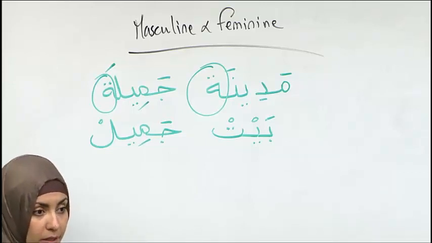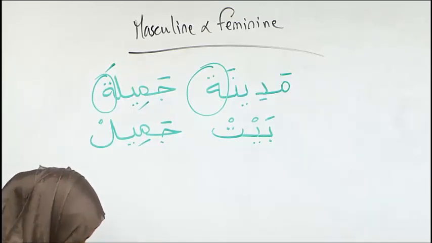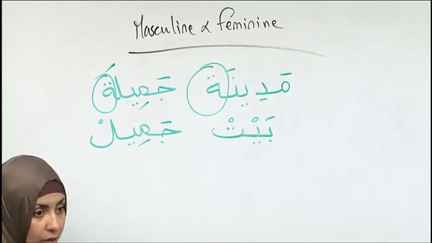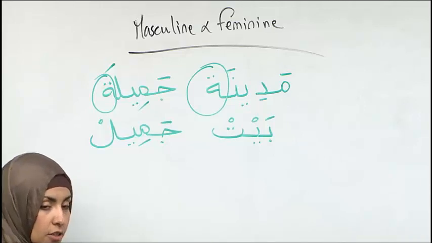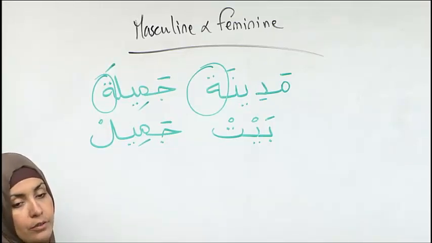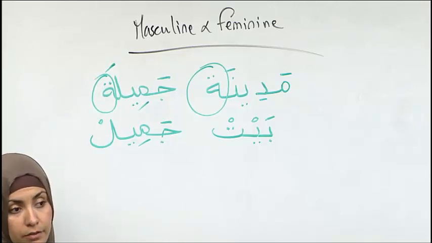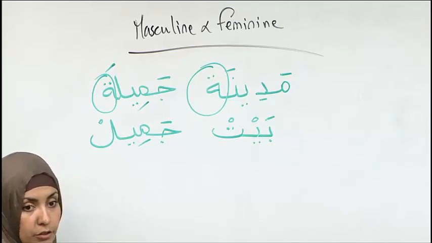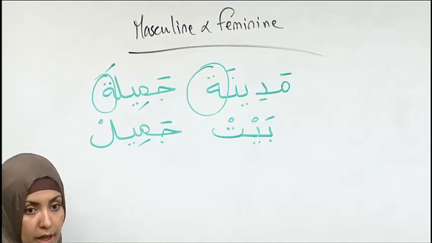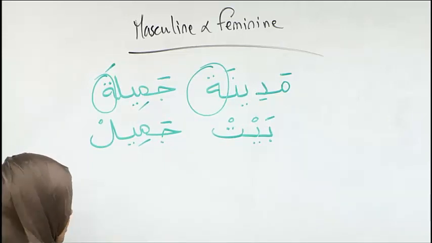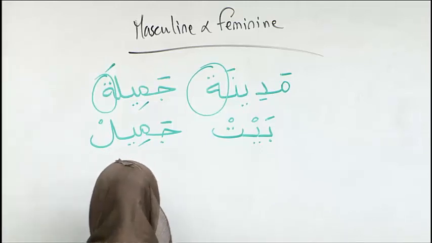Okay? So feminine and masculine should agree. If a noun is masculine, the adjective should be masculine. If the noun is feminine, the adjective should be feminine. Same goes even with subject pronouns. You say I, you say you male, you say you female. Any additional information should agree in terms of gender. Okay? So let's take more examples.